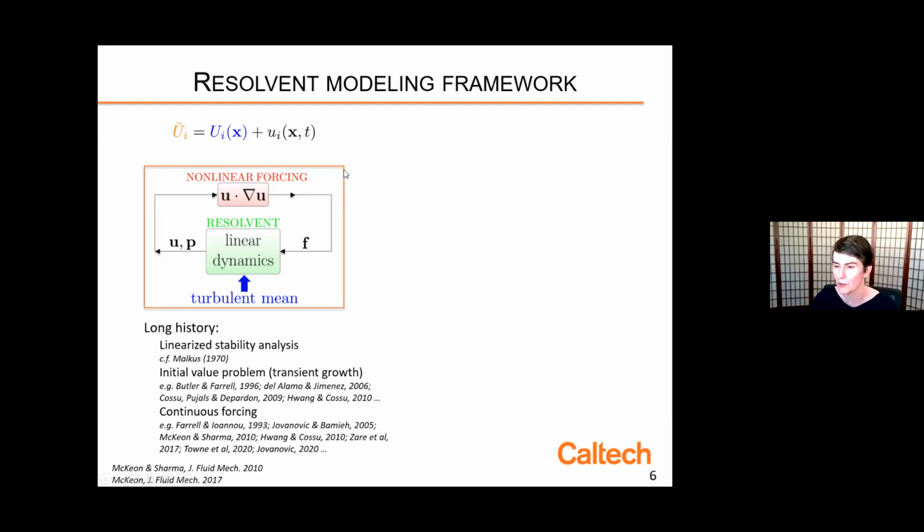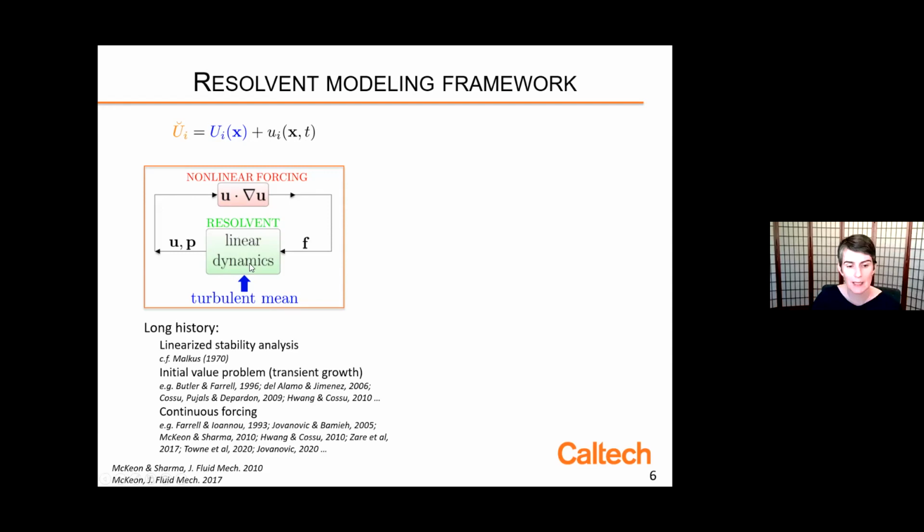And I'm not going to go through the equations per se. I want to give this at a higher level. But if I took the equations of motion, the Navier-Stokes equations, I could write them in this form. So I could write them in terms of a linear operator and a nonlinear term, a quadratic nonlinearity in the Navier-Stokes equations.